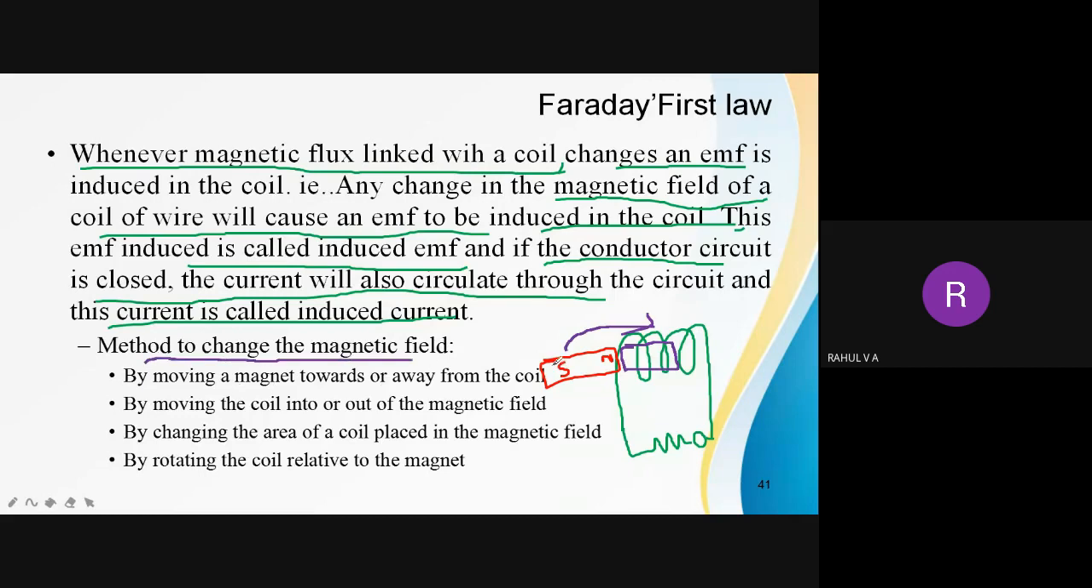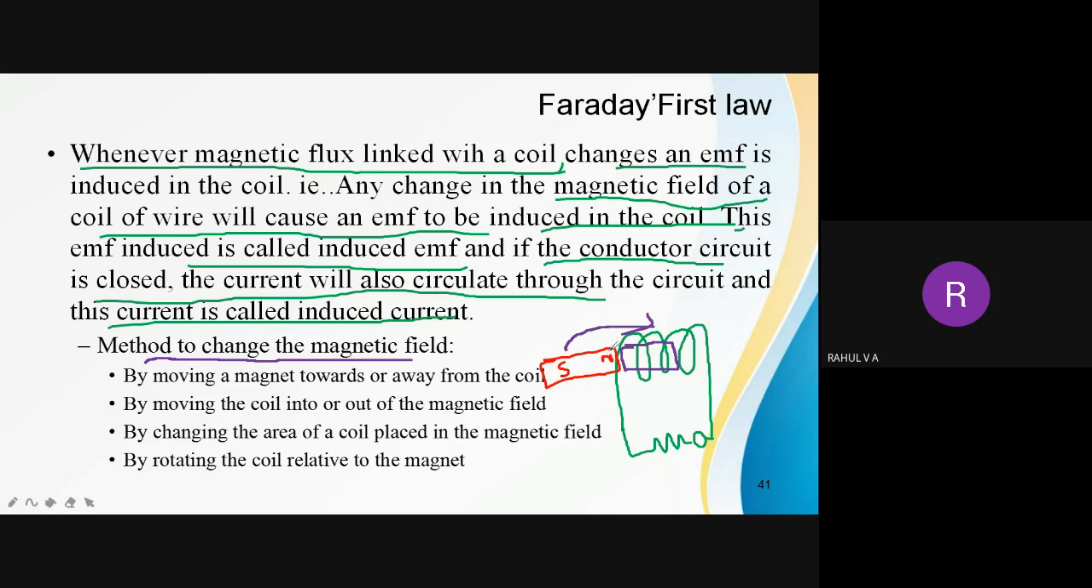That is the first one we have already discussed: moving a magnet towards or away from the coil. So I have to insert this magnet into the coil, and again I have to take it back. I have to insert, take it back like that. I have to keep on moving this magnet so that EMF will be induced.